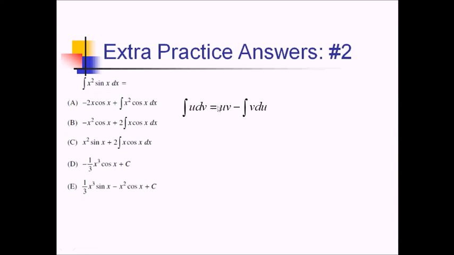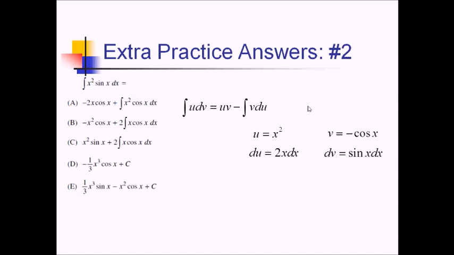For my u value, I've got a choice between algebra and trig. A comes before t in LATE, my little helper acronym there. So I'm going to go with x squared for my u value. That means dv will have to be sine of x dx. So du then is 2x dx. And v, the antiderivative of sine, that's negative cosine of x.